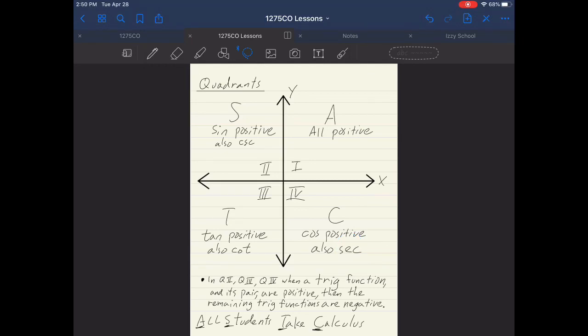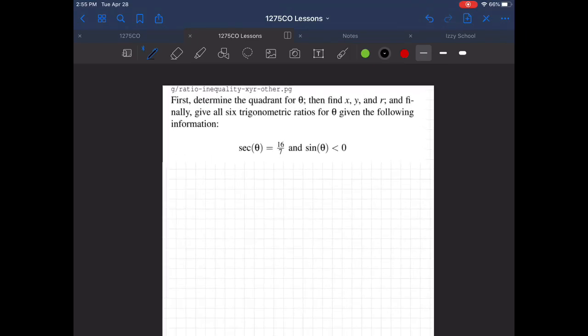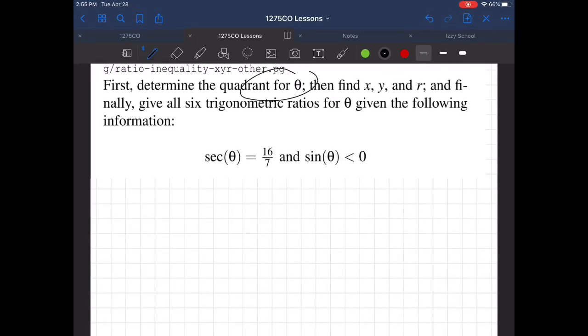So let's take a look at this in practice. Now let's go ahead and solve this problem here, which says to first determine the quadrant for theta, then find x, y, and r, which are dimensions of a right triangle, and finally find the value of all 6 trig ratios for theta.